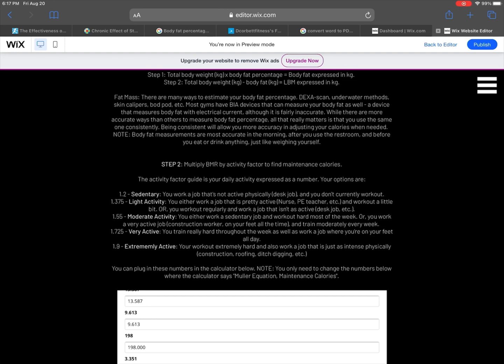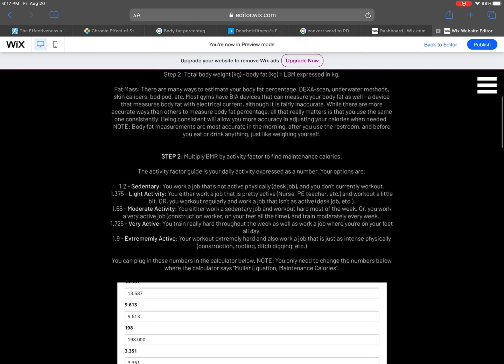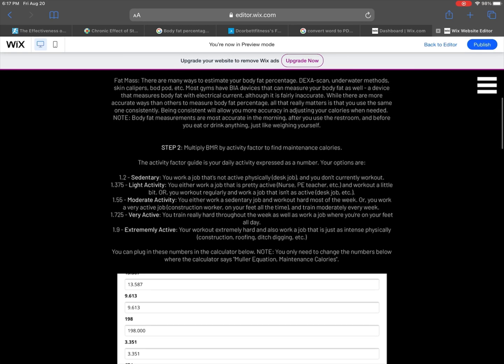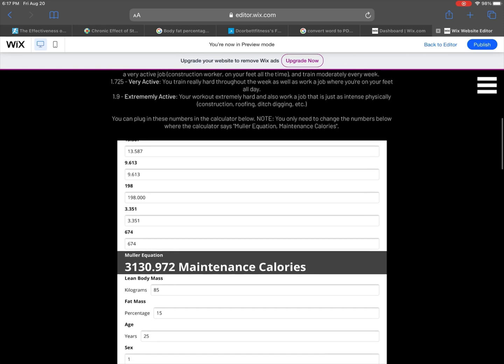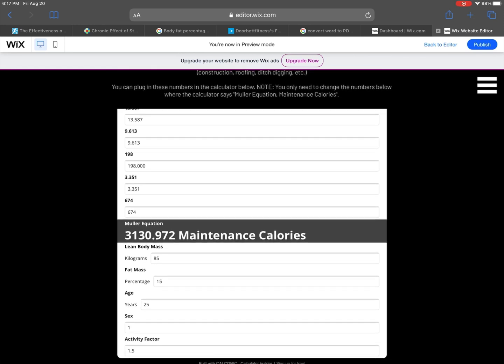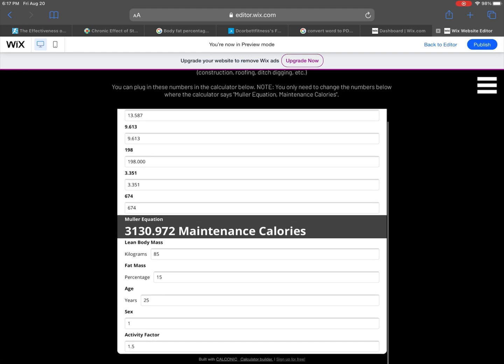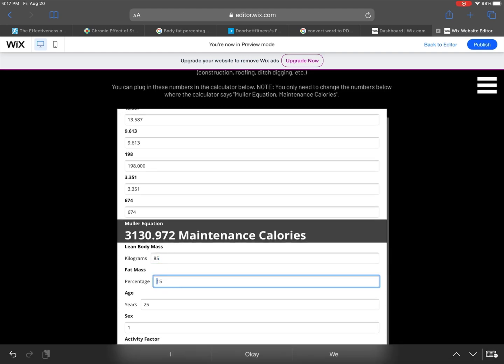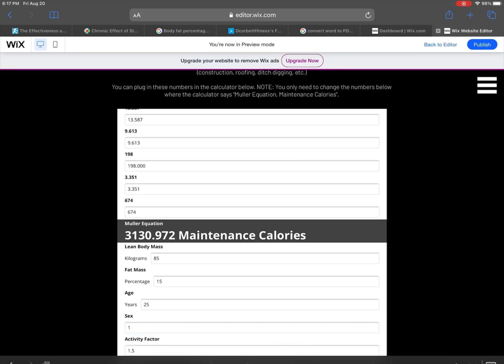We're going to take those things and multiply them by an activity factor. So we're going to take all this stuff I'm talking about right now and plug it into this equation right here. You only need to adjust the things below where it says maintenance calories and the Mueller equation. So these guys right here.